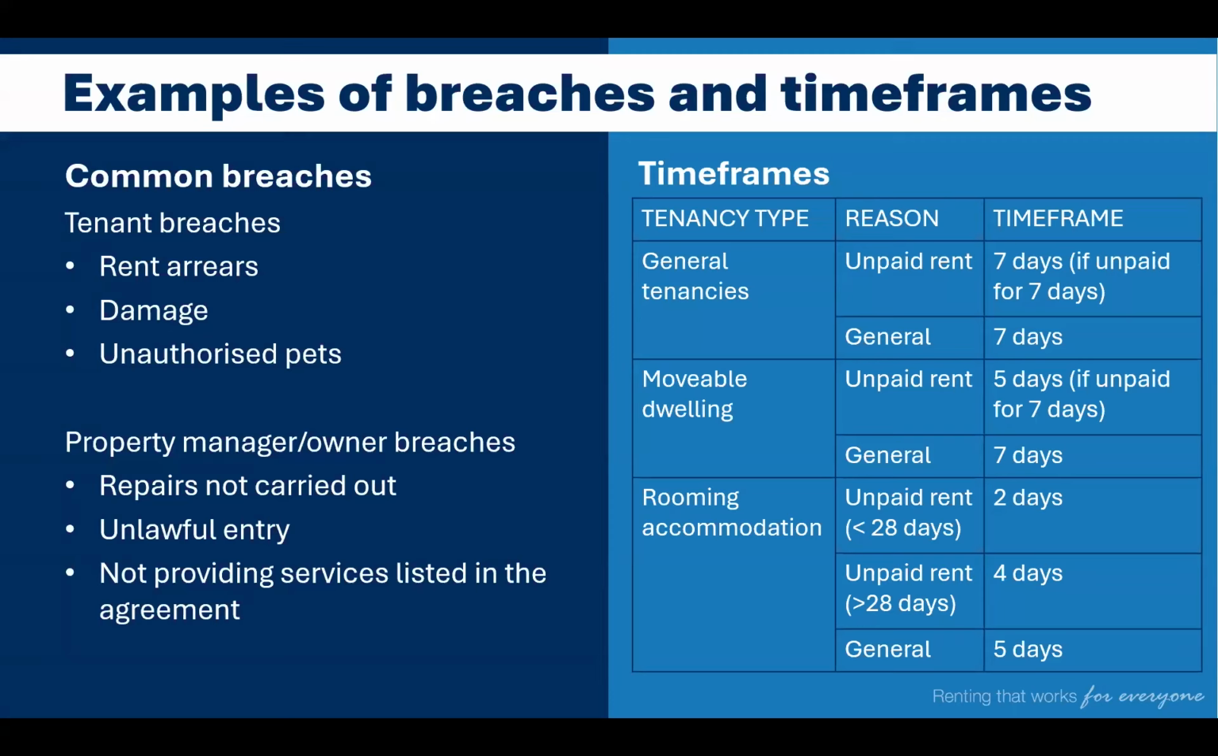This is the same for a general breach for a movable dwelling agreement, but for a rent breach for a movable dwelling agreement, the minimum is 5 days. If a tenant is issuing a breach to the property manager or owner for either a general tenancy or a movable dwelling, they must provide a minimum of 7 days for the other party to rectify. Rooming accommodation agreements that are less than 28 days old need to provide a minimum of 2 days to rectify a rent breach, or 4 days if the agreement has passed the 28-day mark.